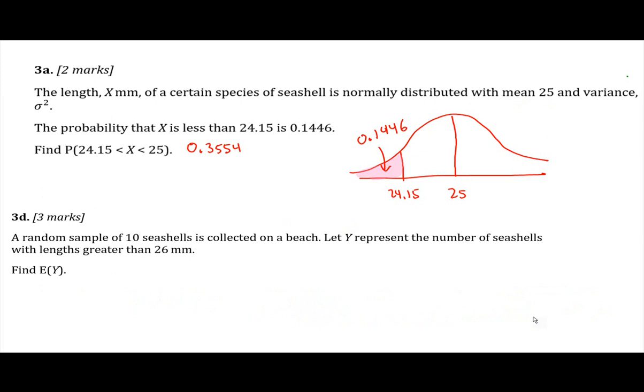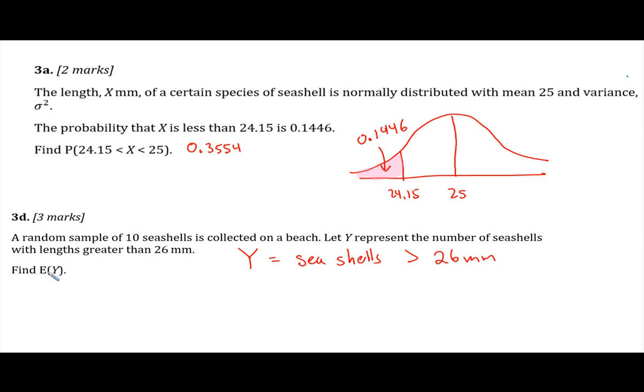All right, so let's take a look at the next part. Let's take a look at 3D. A random sample of seashells is collected on a beach. Let capital Y represent the number of seashells with lengths greater than 26 millimeters. So first of all, let's define capital Y: it represents seashells with lengths greater than 26 millimeters.